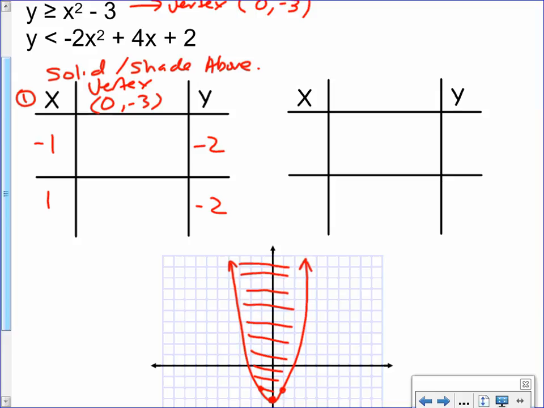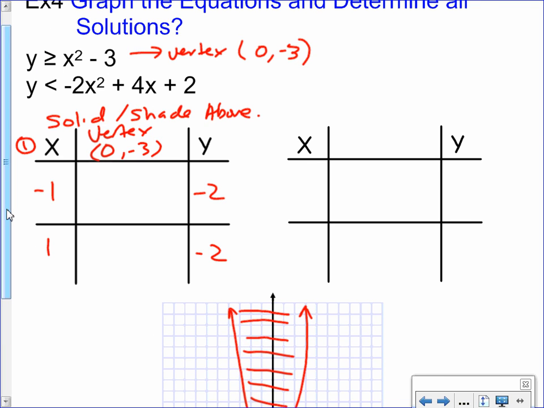Make your lines go all the way up so you can see. Just keep on extending it. Okie dokie, here we go. Oh boy. All right, that was number 1.